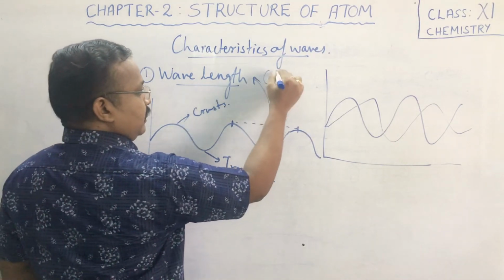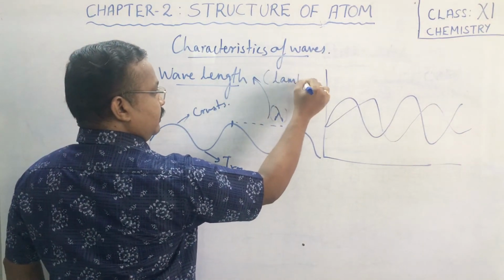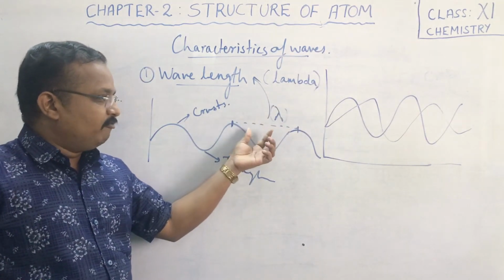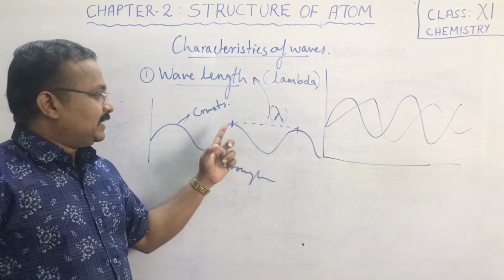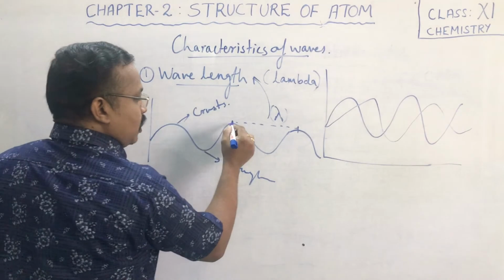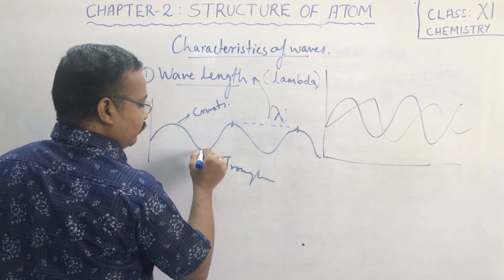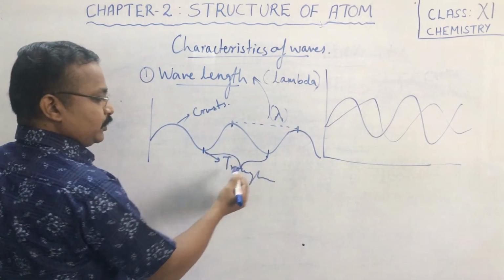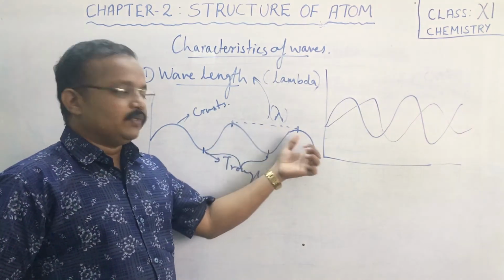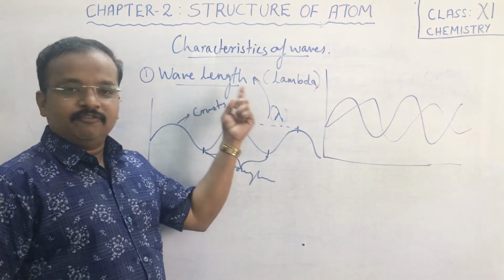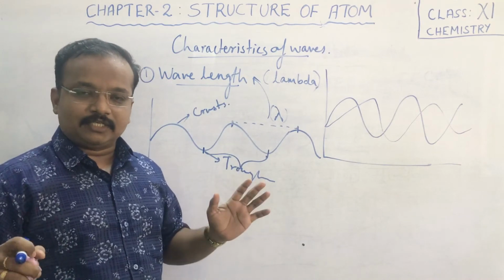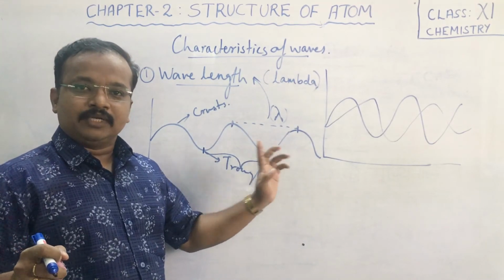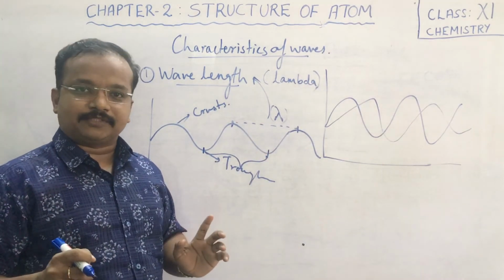Okay, lambda. What is lambda? Lambda means wavelength. What is wavelength? It is the distance from one crest to another crest, or you can also take from one trough to another trough. The distance between two consecutive troughs or two consecutive crests, that distance we call wavelength. Okay, children, did you understand what wavelength is? Wavelength means the distance between two consecutive crests, or you can take two consecutive troughs.